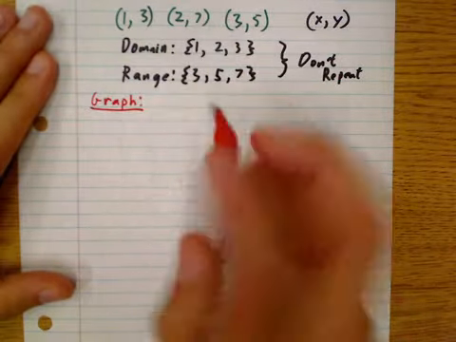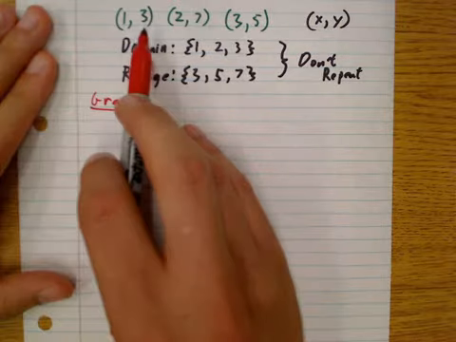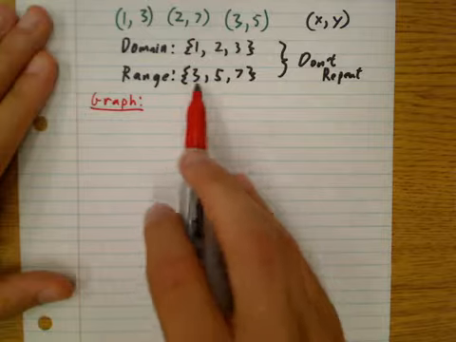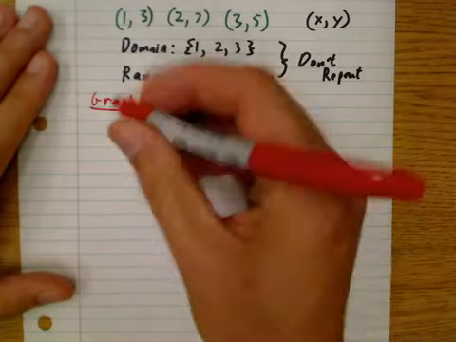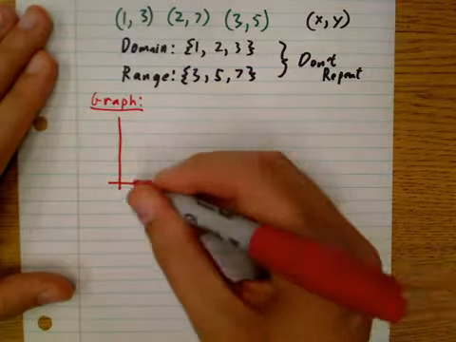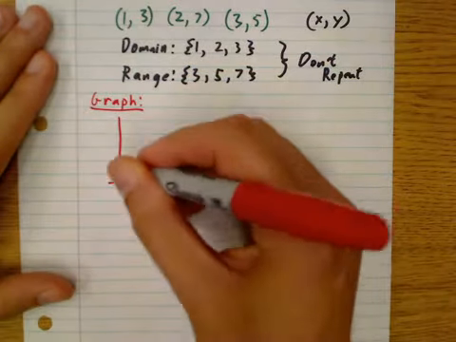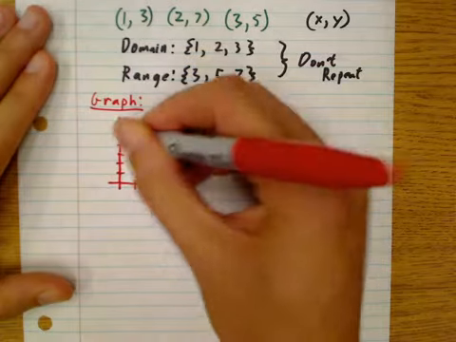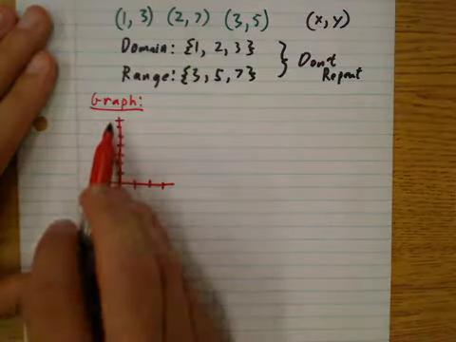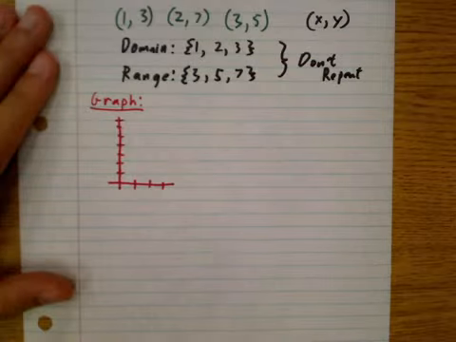My x values are 1, 2, and 3, but my y's go all the way up to 7. So I'm going to have to be careful when I do my graph to make sure that I can go pretty high all the way up to 7. So 1, 2, 3, 1, 2, 3, 4, 5, 6, 7. So make sure when you're doing your graph you can go all the way up to 7. You don't run out of room there and have to scrunch it in too much.